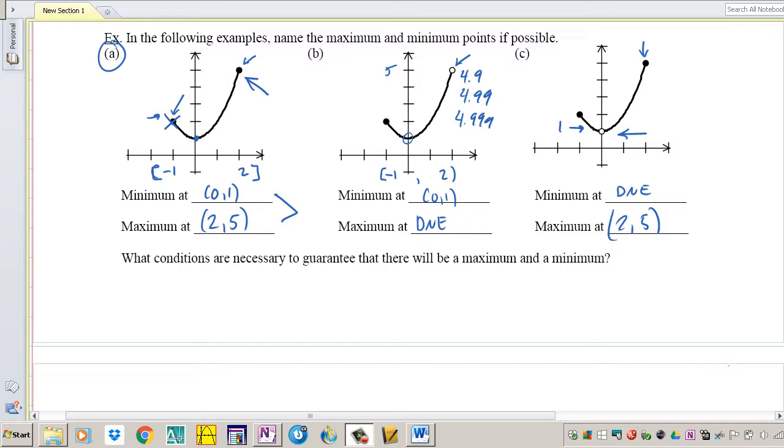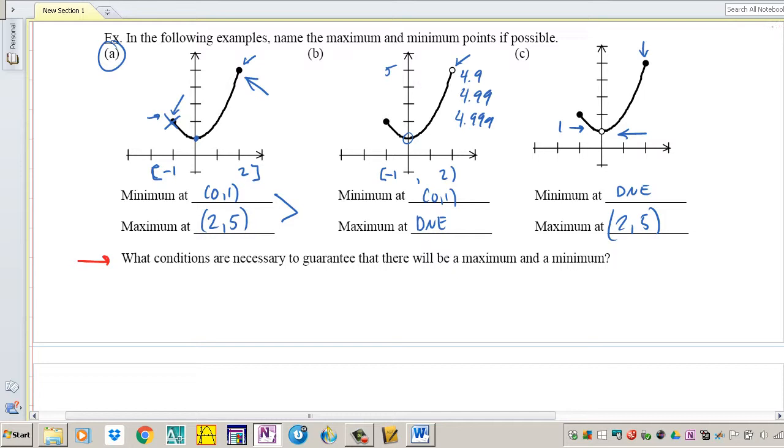So in this lesson, I told you guys in the last video that we're going to be using derivatives to find our absolute minimum and absolute maximum. In the last video, we haven't gotten there yet, but in this video we will. So in the last video, I left you guys off with a question. I asked you guys, what conditions are necessary to guarantee that there will be a maximum and a minimum?